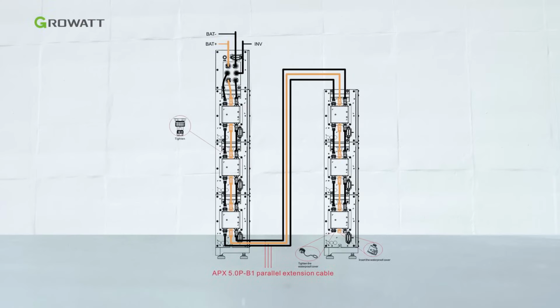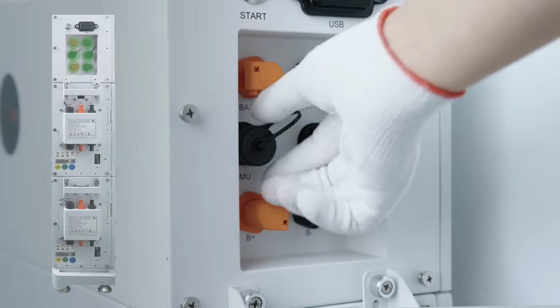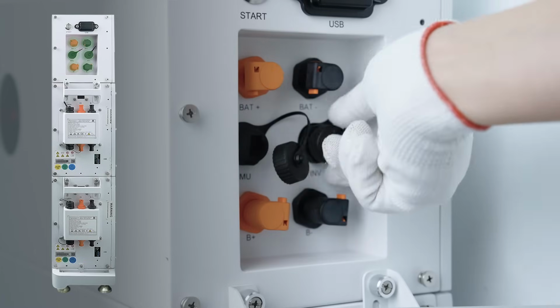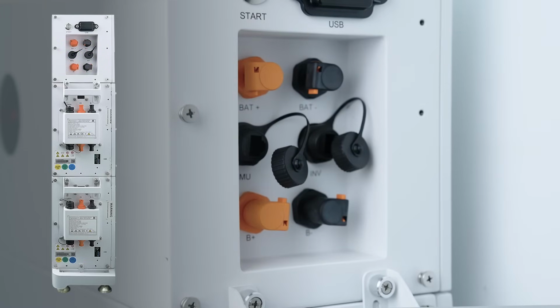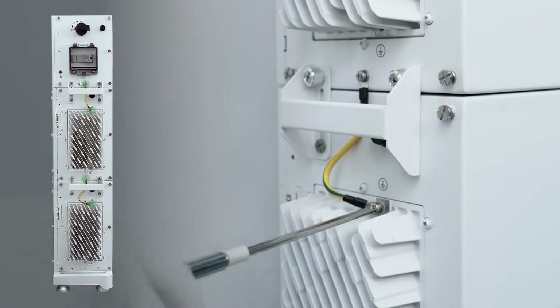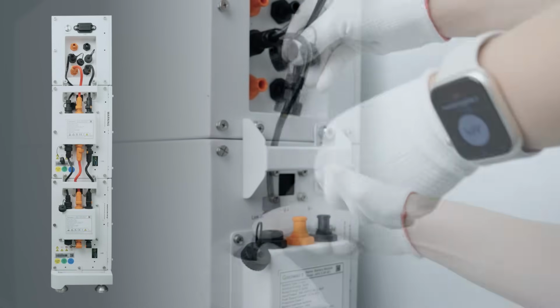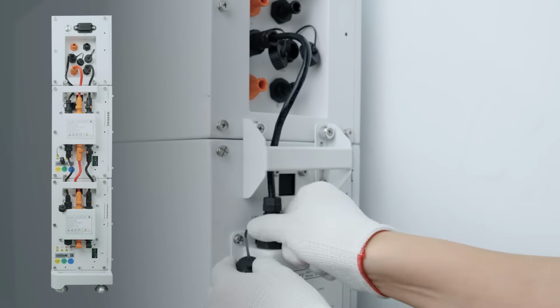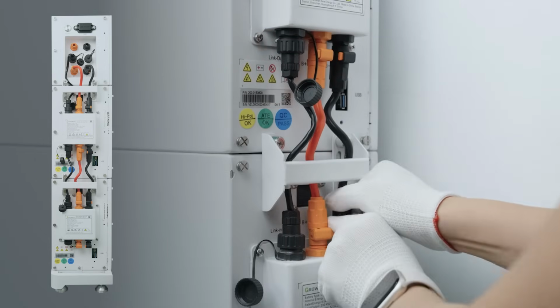When wiring the battery system, it is important to follow a specific order. Begin by connecting the grounding cable, then proceed to communication cable, and finally the power cable. Take the dust caps off the battery interface and connect the batteries one by one as follows. Link the grounding cables between each module, followed by connecting the communication cables between the link in and link out ports. Next, link the positive and negative power cables between battery modules.